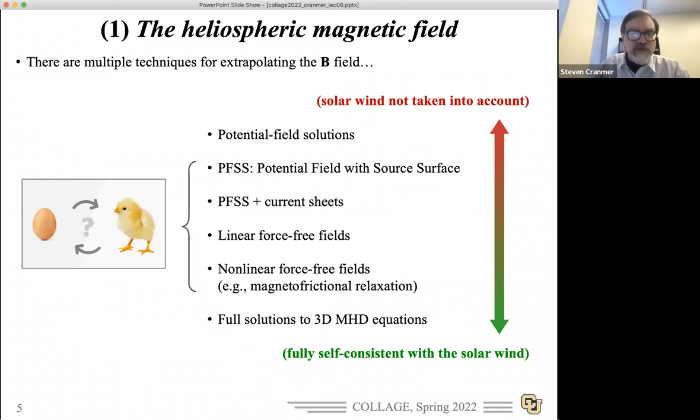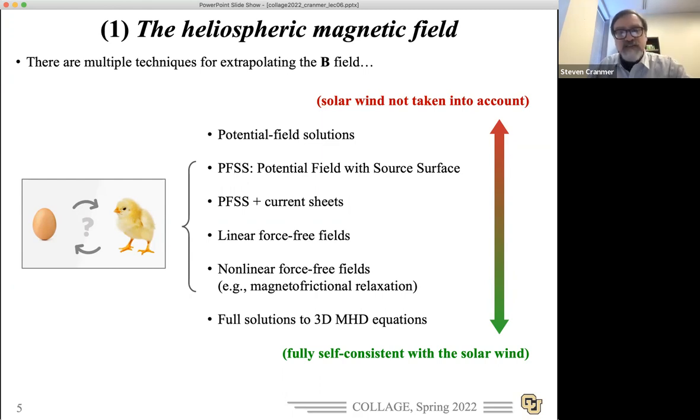Yeah, and I just wanted to give a quick summary of these different extrapolation techniques. There's actually a whole bunch of them out there, and they run the gamut. At the top of this list are sort of computationally simple tools that don't tend to take the solar wind into account very accurately. We'll talk about the potential field solution soon. But then as you go down the list, there's sort of more taking the solar wind more and more seriously as you go down. At the very bottom, we have full dynamical solutions to the 3D MHD conservation equations, simulations essentially of the entire system that are now getting pretty accurate, and they're fully self-consistent.